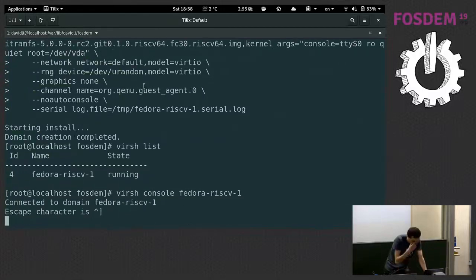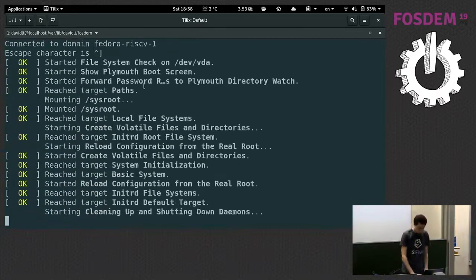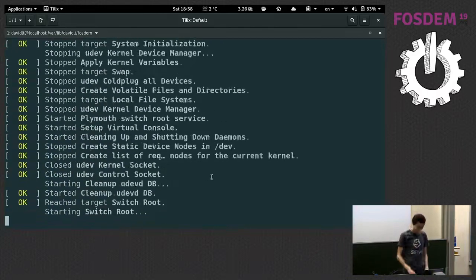Okay, so we're connected to the console. For some reason, the latest BBL takes some time before it boots, but it's booting. So let's hope it boots fast.